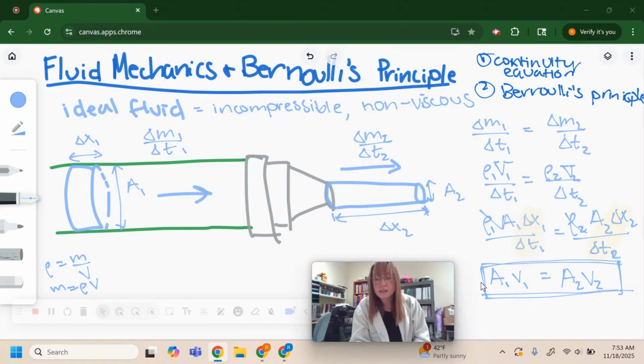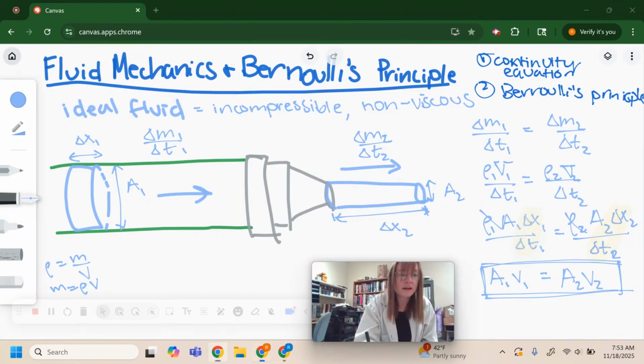One other question is, same thing happens with a syringe. Why does the fluid flow faster out of the end of the syringe than out of the top part of the syringe? You push down nice and slow on the top part of the syringe, and it comes out way faster on the bottom part. Why? Because your area gets smaller, and if your area gets smaller, it's got to go a little bit faster.